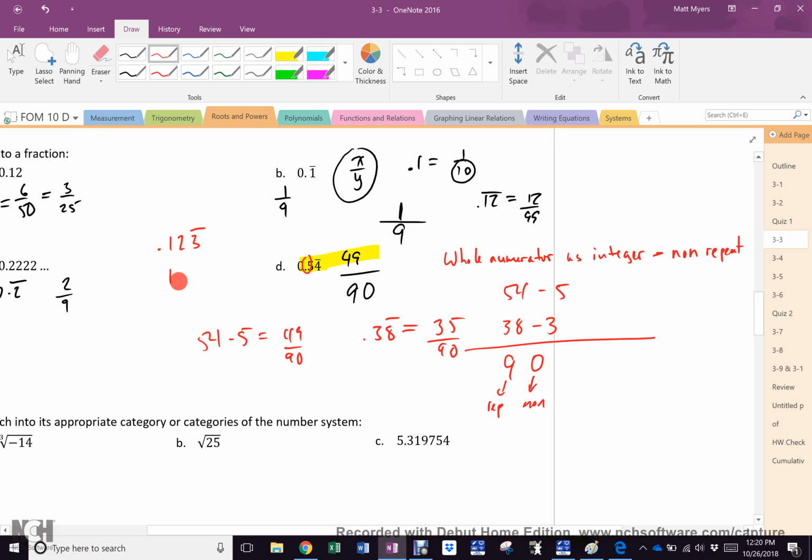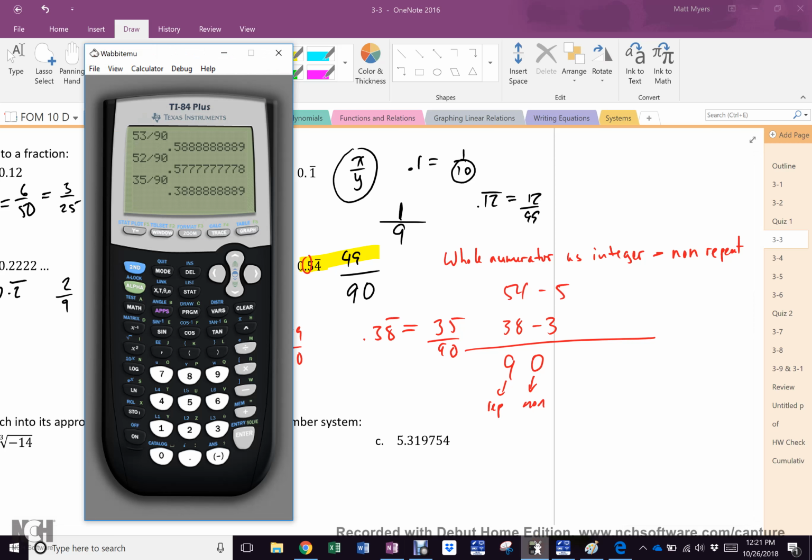No, not 123. The whole numerator, 123, minus the non-repeating part. What's non-repeating here? 12. So what's 123 minus 12? The whole numerator, it's 111. Over what? 900. Not 9,000. Okay?